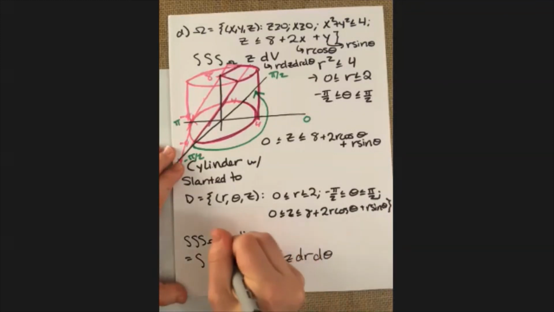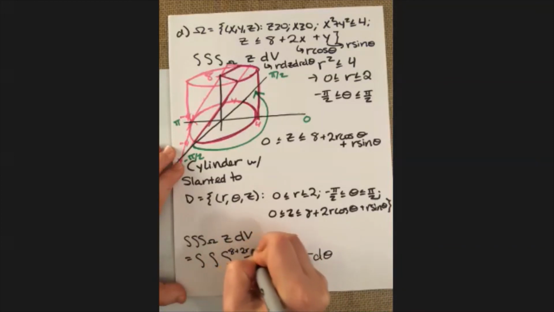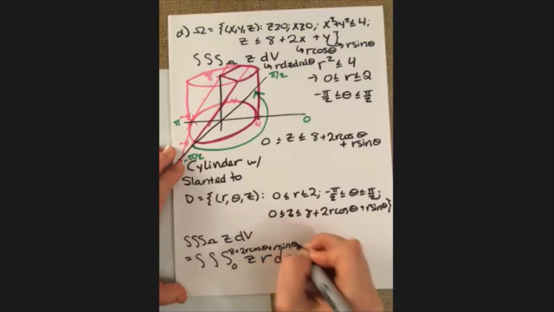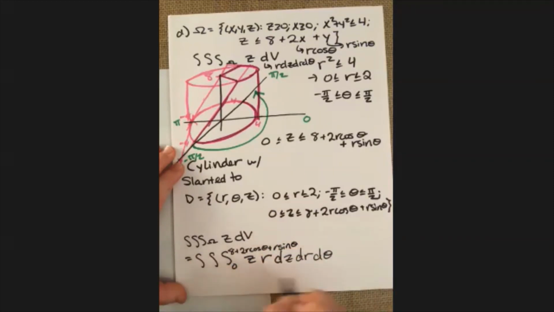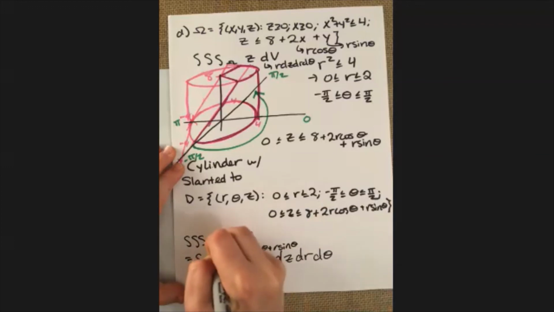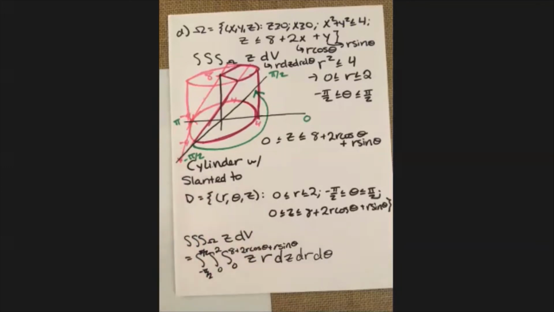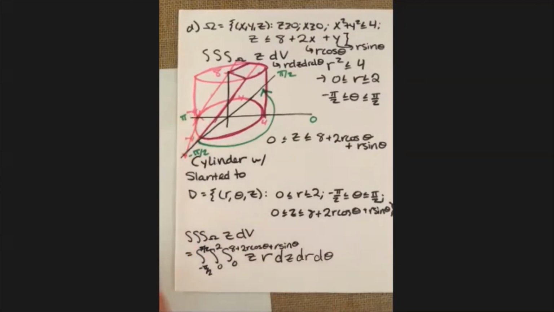So then we get 0 to 8 plus 2r cosine theta plus r sine theta. And then we're doing r next, 0 to 2, and then negative pi over 2 up to pi over 2. And that's it. Okay, so we've filled in all these pieces, and actually integrating this really isn't that bad. Unlike some of the other ones that we've looked at, this one would integrate really quite well after you start with z, and then you would get the r cosine theta and so on, and it would all shake out really nicely.